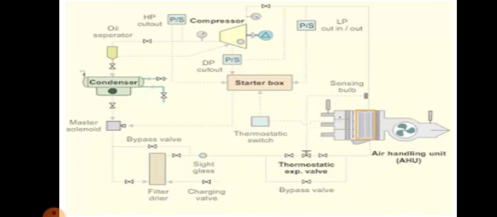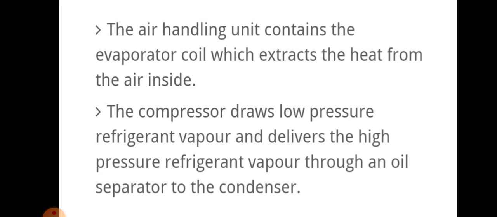Here we can see the air handling unit, thermostatic expansion valve, filter dryer, condenser, starter box, and compressor. Compressor, condenser, thermostatic expansion valve. Let's discuss the operation of an air conditioner.